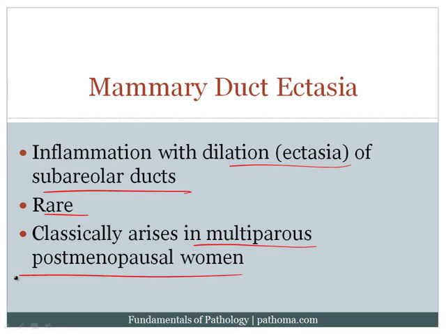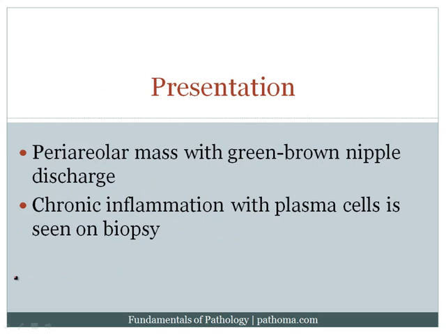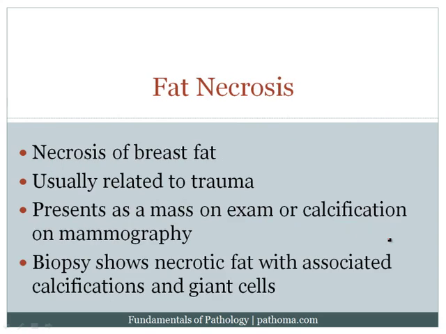And so this is another example where examiners like to try to make you think that they're dealing with breast cancer, but you're not dealing with breast cancer, you're dealing with mammary duct ectasia. And what's going to give that away is this green-brown nipple discharge. That's super high yield. If you've got green-brown nipple discharge, it's highly suggestive of mammary duct ectasia. Now, of course, if you were worried, and in particular because this is a postmenopausal woman, you might be worried, so you do a biopsy. And when you do a biopsy, you'll see chronic inflammation with plasma cells, and the plasma cells are characteristic as well of this disorder.